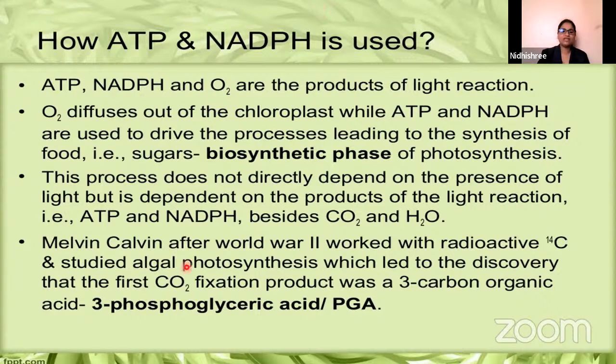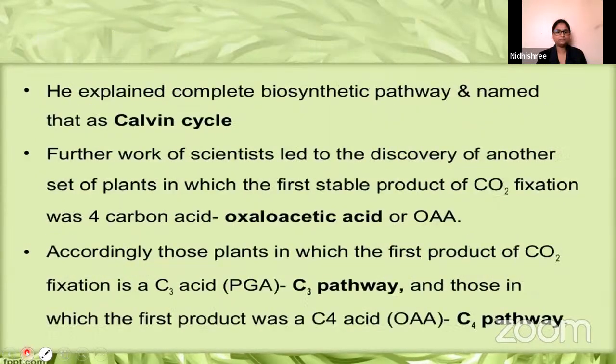Melvin Calvin, after World War II, worked with radioactive carbon and studied algal photosynthesis, which led to the discovery of the first carbon dioxide fixation product, a 3-carbon organic acid, 3-phosphoglyceric acid, PGA. Who worked on that? Melvin Calvin. Okay, next. He explained the Calvin cycle.